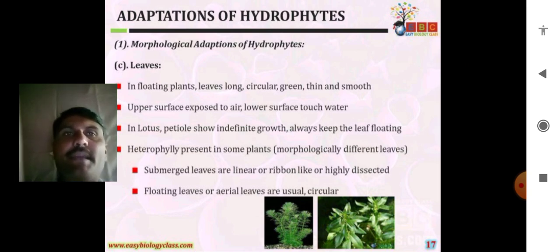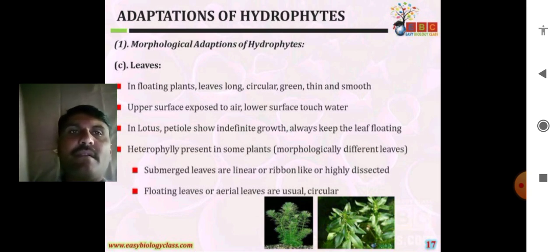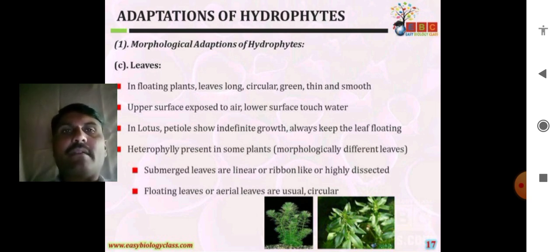What are the modifications in leaves? What are the adaptations? Leaves are long, circular in shape, green in color, thin in size, and smooth in texture. The upper part is exposed to the air and the ventral part touches the water body. Whereas in lotus, petiole growth is indefinite, which keeps the leaf floating.